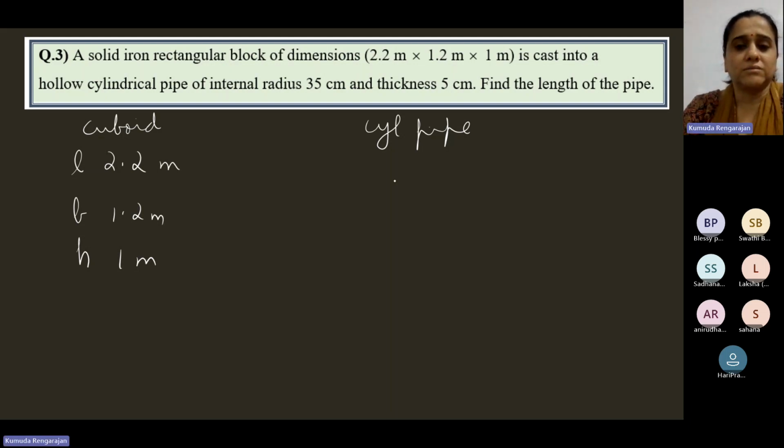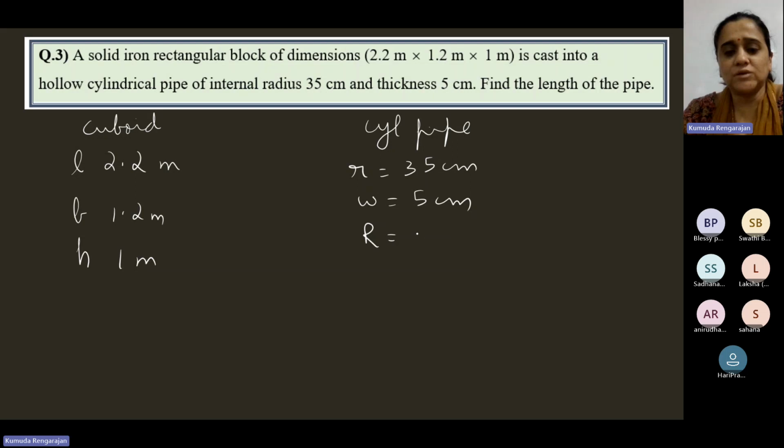Okay. So hollow cylindrical pipe of internal radius, so small r is equal to 35 centimeters. And W, thickness, is 5 centimeters. So capital R is equal to r plus W, which is 35 plus 5, 40 centimeters.